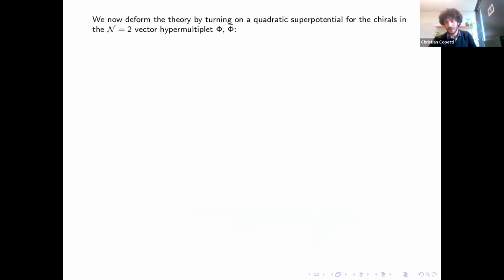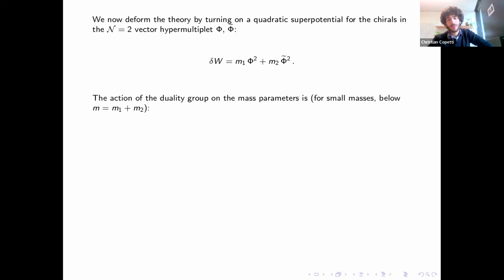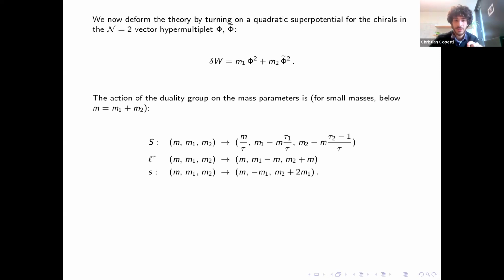Now we want to look at the deformation that preserves the symmetry. The first simplest thing to do is to use a quadratic superpotential with the chirals in the vector multiplet. Then you need to know how the duality group acts on these, but this has already been worked out for small masses, and this is the action. Now what you want to do is solve for sigma: you solve for the masses by imposing that the superpotential goes into itself up to a phase.